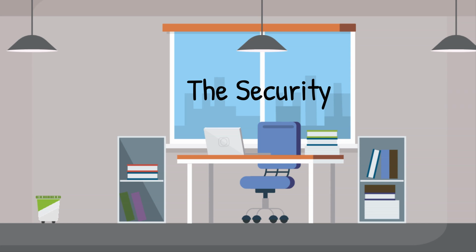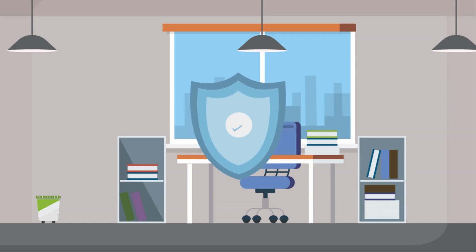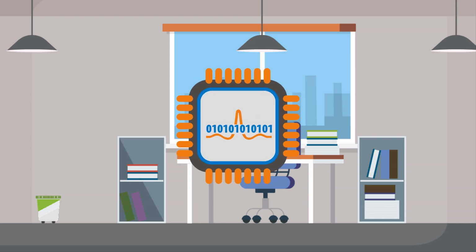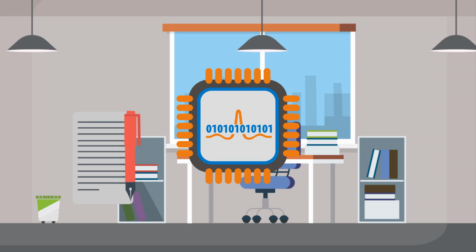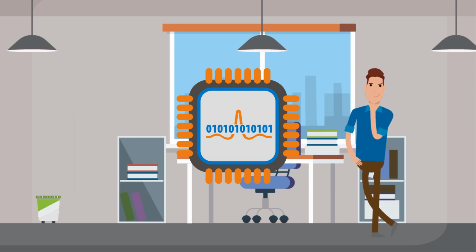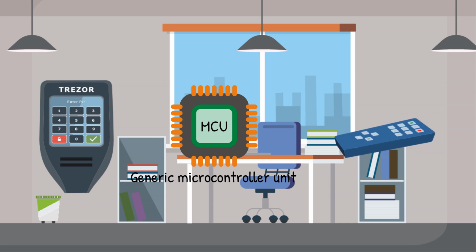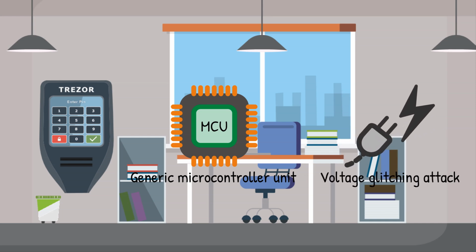The security. The security of hardware wallet is highly dependent on the type of chips used. The chips used in hardware wallet are used to store recovery phrase and private key. So, they are the most important things in hardware wallet. Trezor uses generic microcontroller unit MCU. This chip is used in household electrical appliances such as TV remote. This chip is vulnerable for voltage glitching attack.